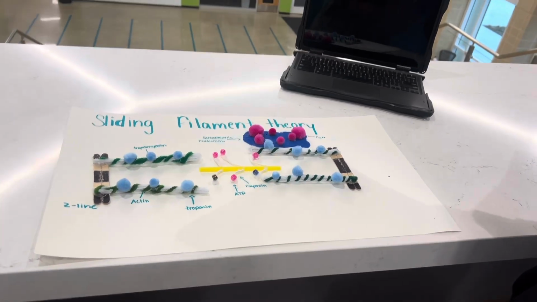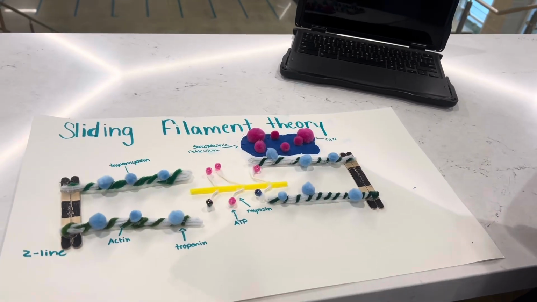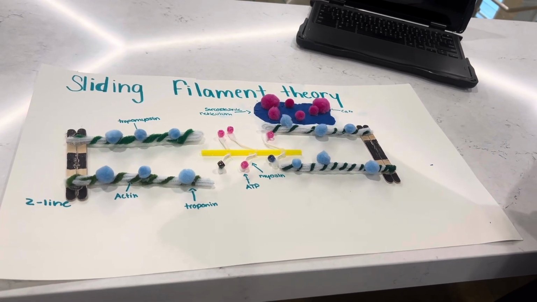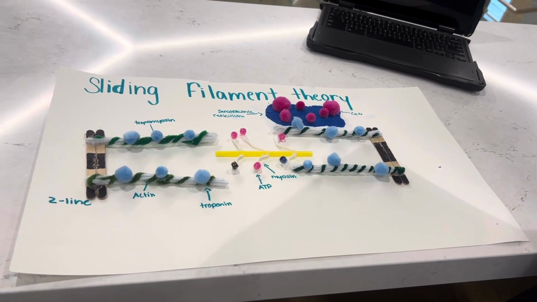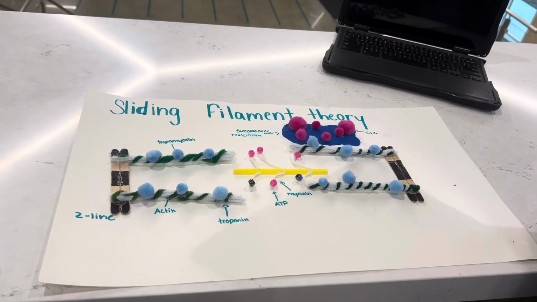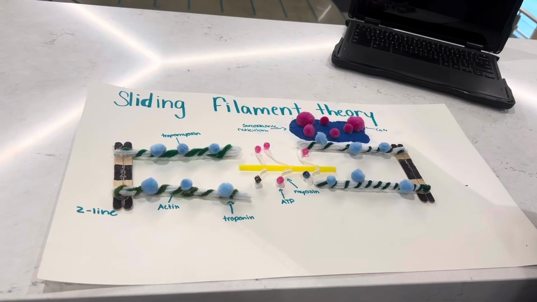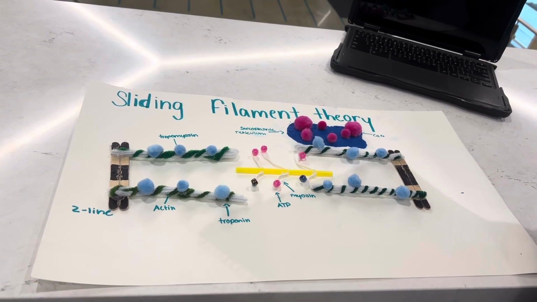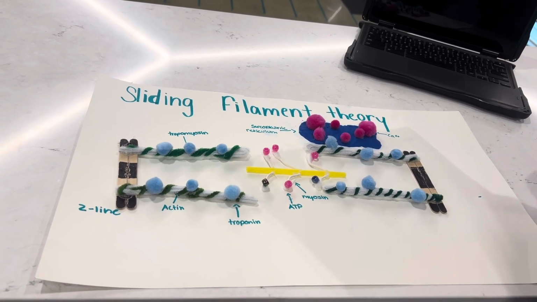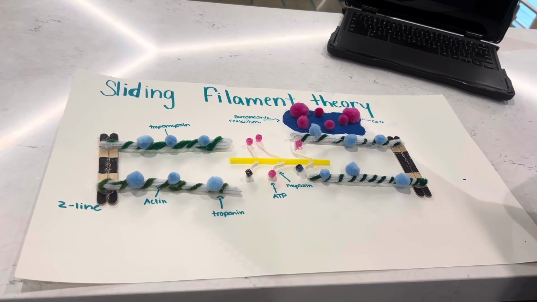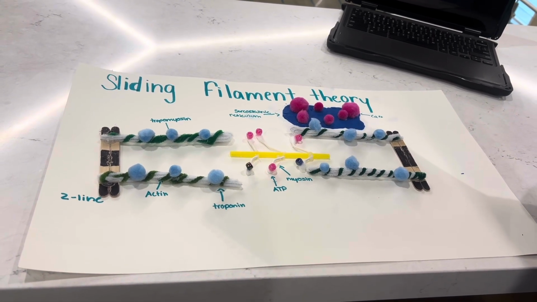The role of troponin and tropomyosin on the actin filament. When calcium concentration rises, Ca2+ binds to troponin, and the troponin changes shape, which moves the tropomyosin away from the myosin binding sites on actin, exposing binding sites for myosin heads. When exposed, cross-bridge cycling can begin.